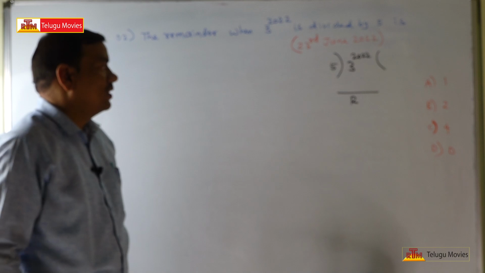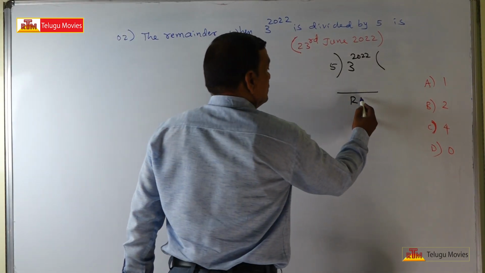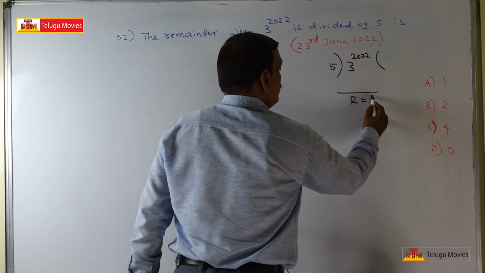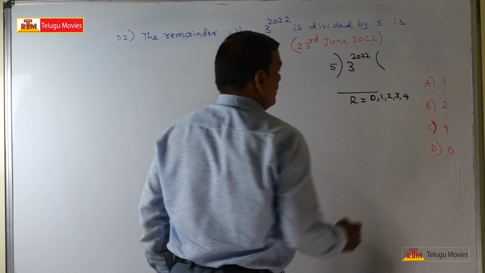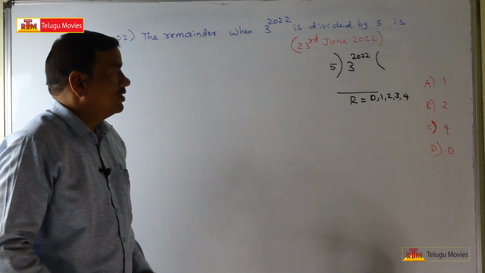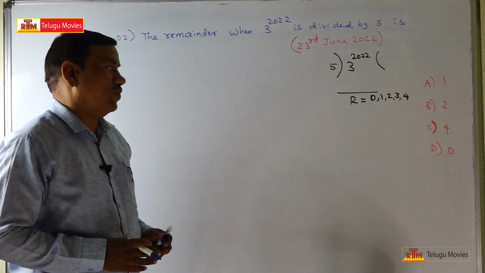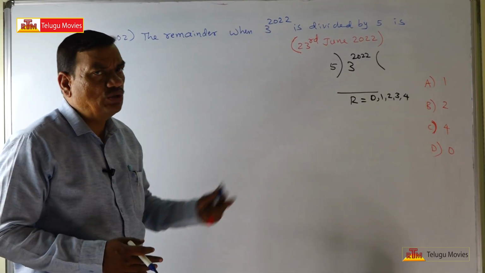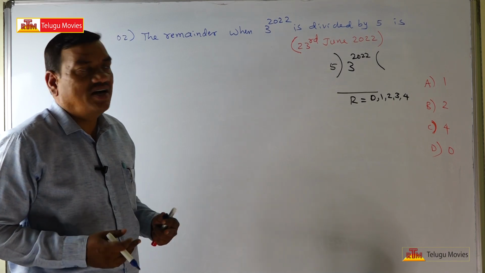One thing we can say surely is that this remainder is either 0 or 1 or 2 or 3 or 4, any one of the possibilities. If you observe, the options also give the same numbers, so you cannot do any trial and error method here.